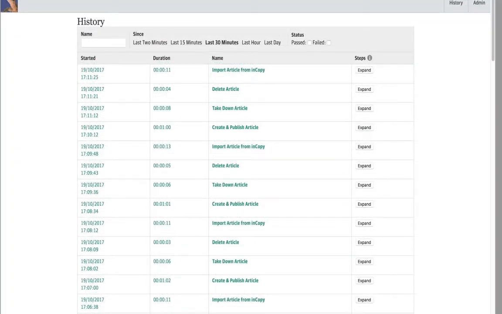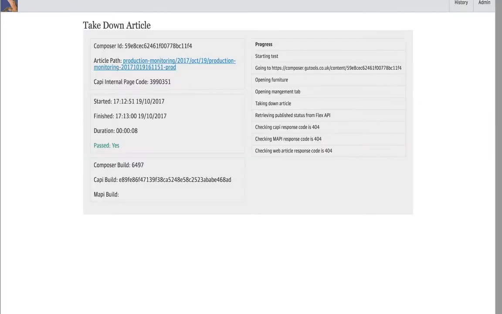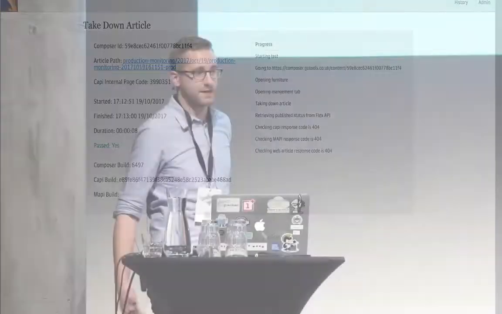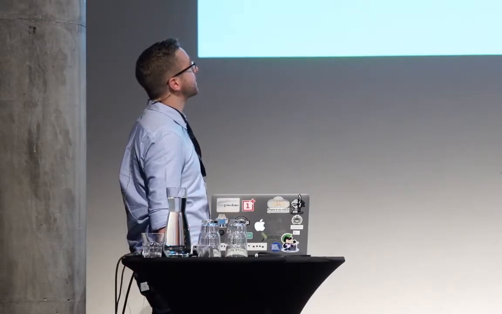So we store all the data that we get from the test and we present it in this kind of web page that shows us all the test runs we've done, the status of them, how long it took, and we can drill into them and see a load of metadata around the test. We can see the progress of the test, every single step it's done, get a load of metadata about all the build versions of all the APIs that were running when that run happened, all that kind of thing. And what this allows us to do is when we get a failure, we can dig in really, really fast.